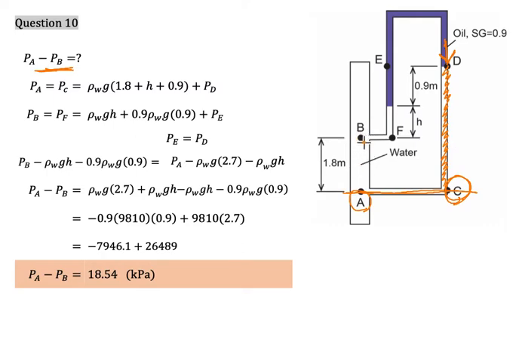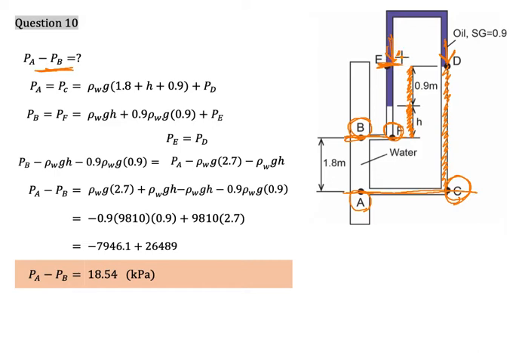For point B here, if we draw a line here, we could say that the pressure at point B is equal to the pressure at point F. And then the pressure at point F can be calculated by using the rho GH of this height, plus the rho GH of the 0.9 meter, plus the pressure that acts on point E.